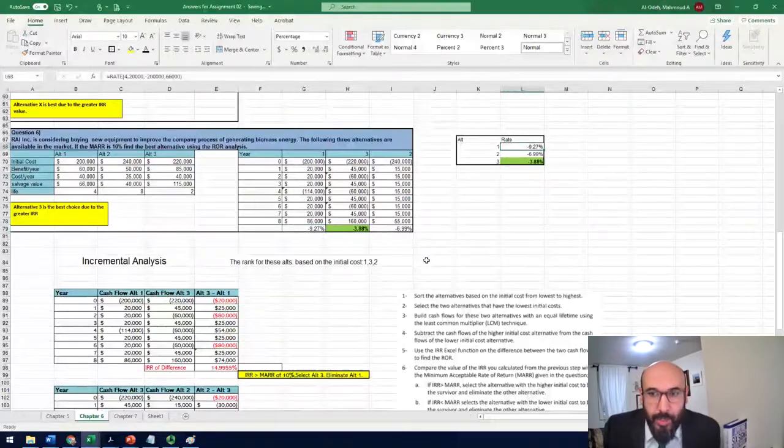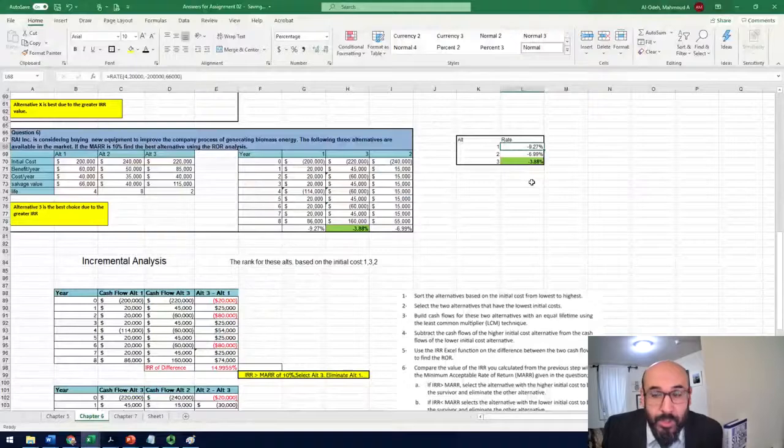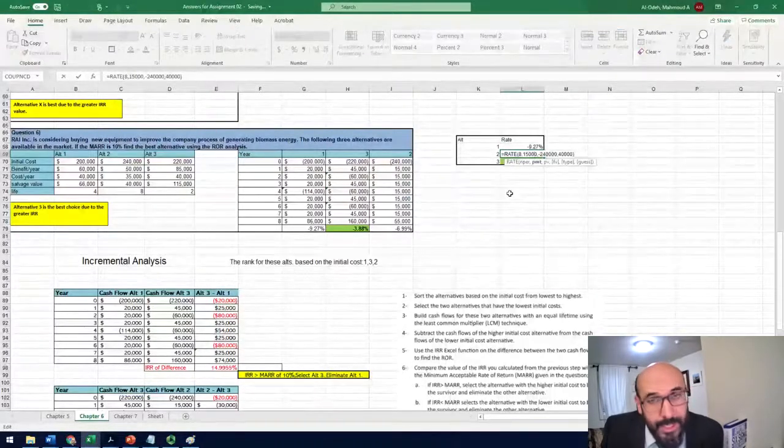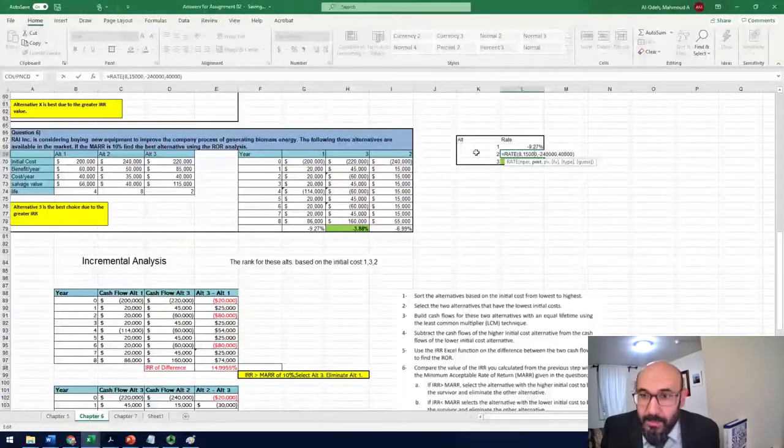So this is good, so we're happy now. We're having some matches. The numbers are matching using different techniques. For alternative 2, we're going to use the same rate function, rate, 8 years. This is going to last for 8 years.